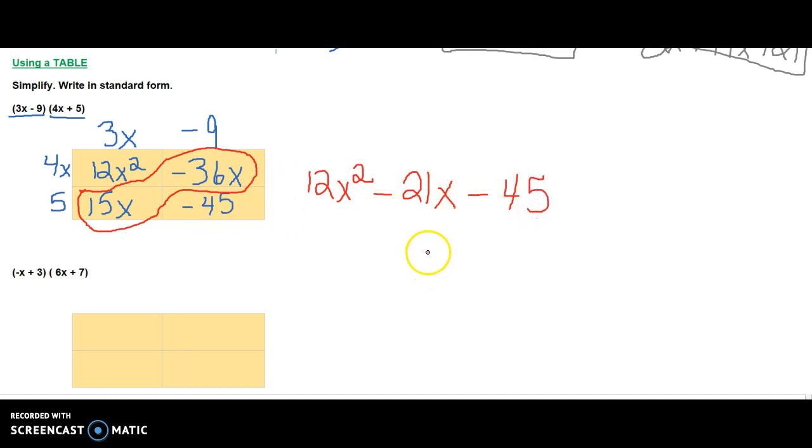Pause the video and try the next one on your own. When you are ready, unpause the video and take a look at the answer. So let's check your work.